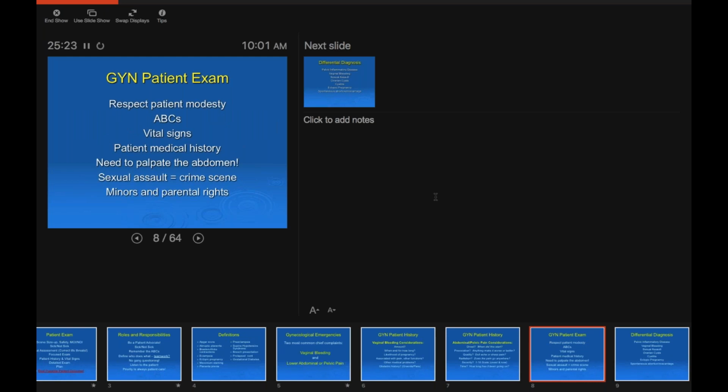As far as the GYN exam, respect the patient's modesty. The last thing you want to do in public is have them drop their pants and do an inspection. The way I look at it is underwear always stays intact unless you visually see bleeding, and then take the underwear off. All right. Note any kinds of discharges, any kind of odors you may smell. These are all different things that can lead to something important.